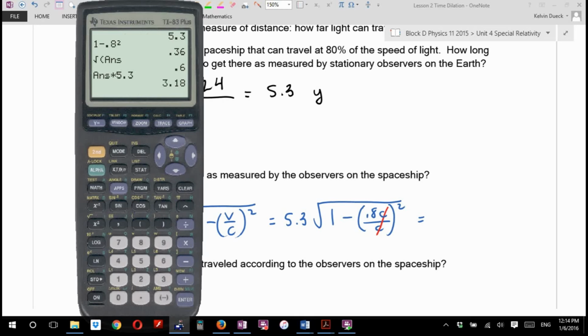So even though on Earth they think it takes 5.3 years to get there, which it does relative to Earth, how long will we measure on the spaceship it taking us to get there? Now understand, that's kind of weird because, Mr. Dewick, you're saying that's like we're getting there faster than the speed of light. No, time is slowing down for us relative to the Earth.